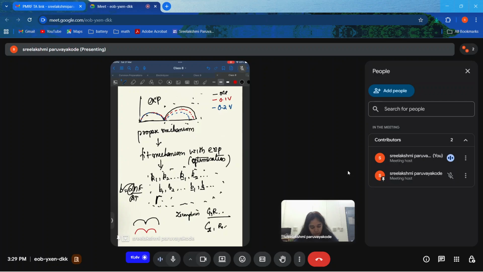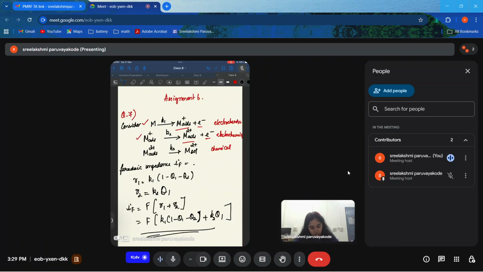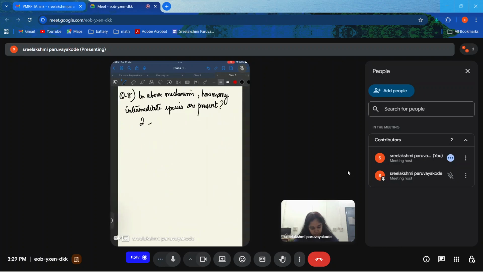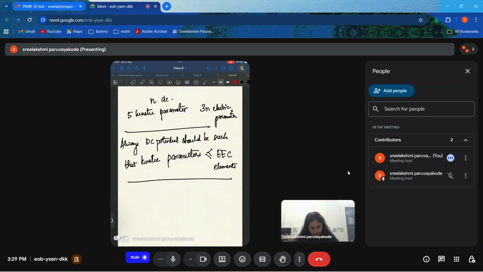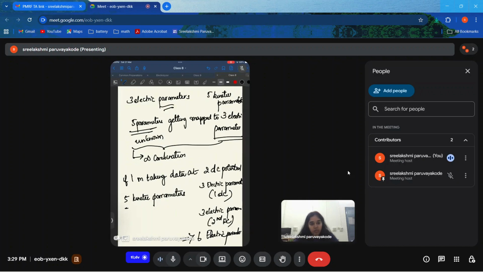Then we looked into where we can use this: we get the impedance plot and then we propose a mechanism and try to fit them. We looked into assignment number 6, right? And in that we also saw, for confidence in predicting the model, how many DC potentials we need to have in order to map your experimental data to the model.